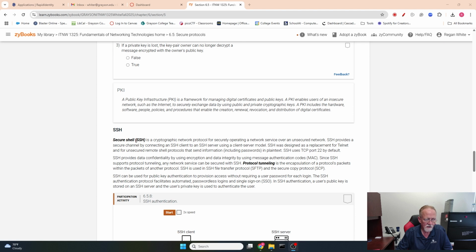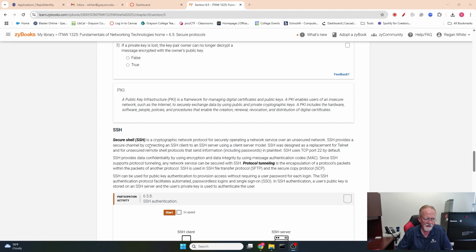SSH, Secure Shell, is a cryptographic network protocol for operating a network service over an unsecured network. So you can use SSH to connect to a secured server over open internet. And because it uses tunneling and it's encrypted, you don't have to worry about anybody breaking into your data stream and stealing information as it comes by.